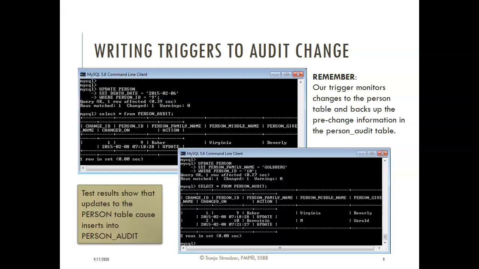So how do you test a trigger? Well, you perform the action on the table that it is monitoring. Remember that our trigger monitors changes to the person table and backs up the pre-change information, the old information, in the person audit table.